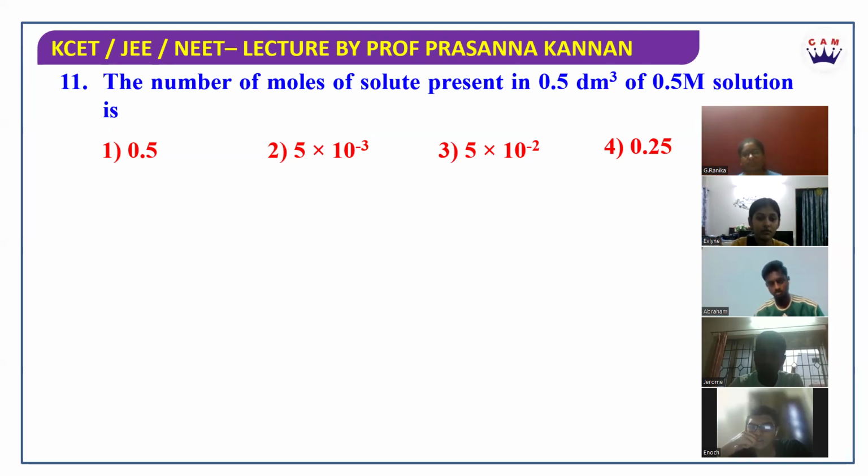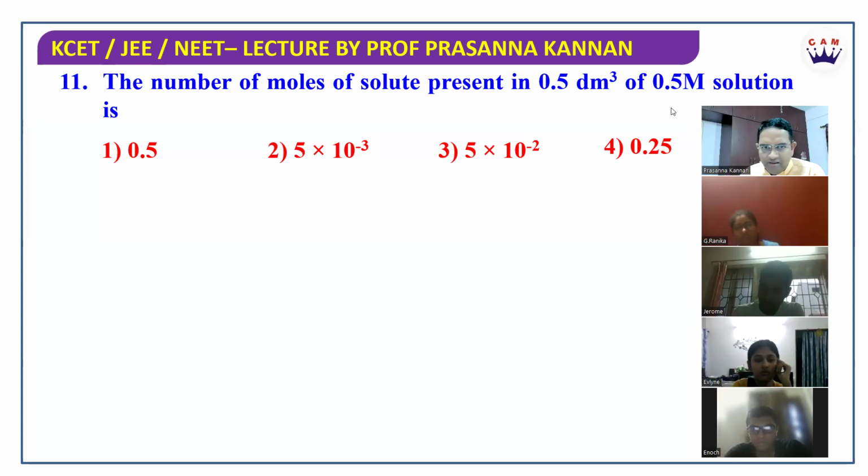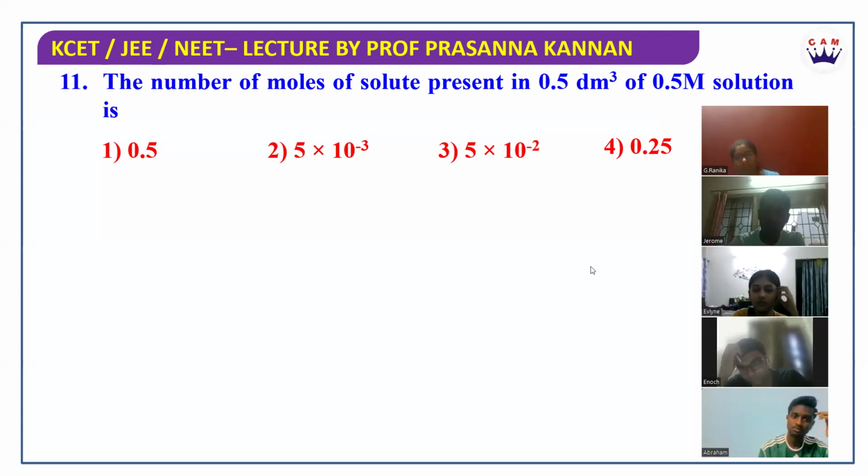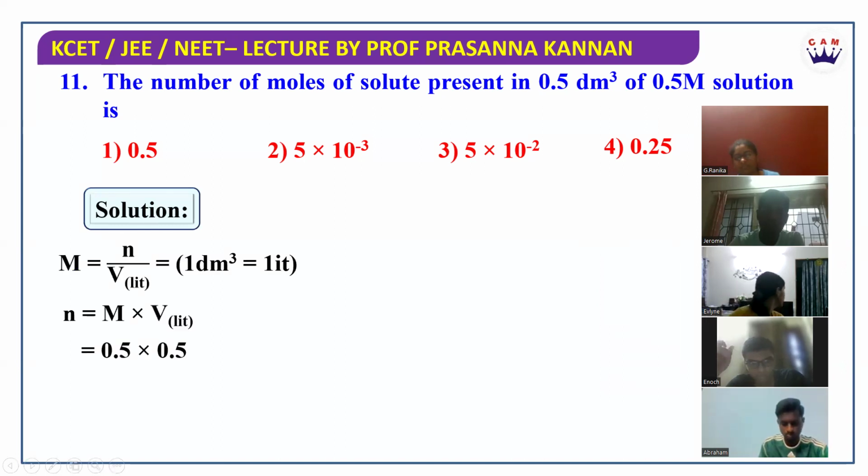Correct. Right. So volume is given, molarity is given. All that you have to find is the number of moles. Can you find it now? Substitute in the formula and tell me. 0.25, sir. Very good. 0.25 is correct. Very good.